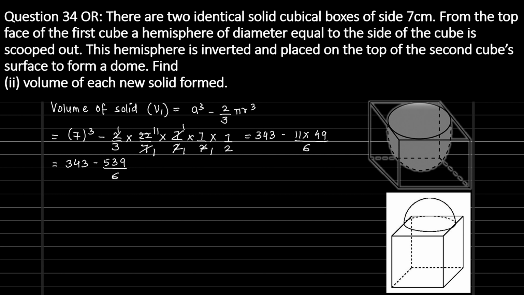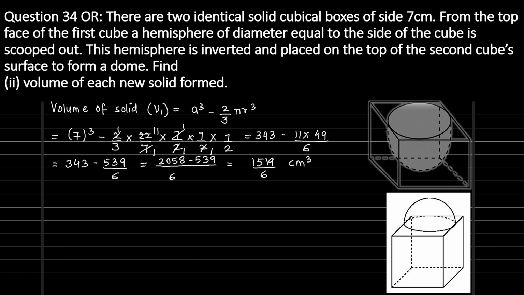Now, taking the LCM as 6, we get 343 multiplied by 6, which is 2058, minus 539. This is what we have to do, right? On subtracting it, we get 1519 divided by 6 centimeter cube. This is the volume of the first solid which is formed.